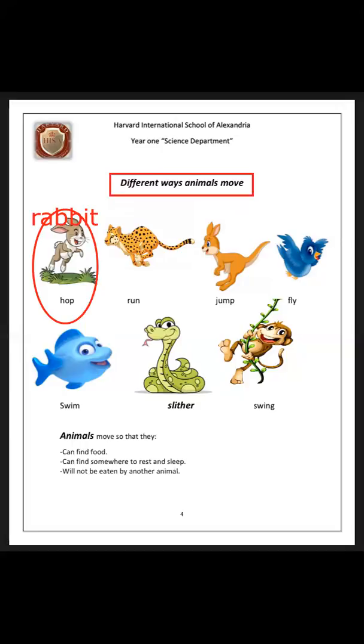So that's a rabbit. Rabbits hop. Next to the rabbit is a cheetah. Do you know that the cheetah is one of the fastest animals in the world? So cheetahs run. They run really fast. So rabbits hop, cheetahs run.